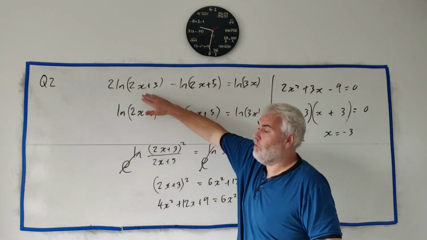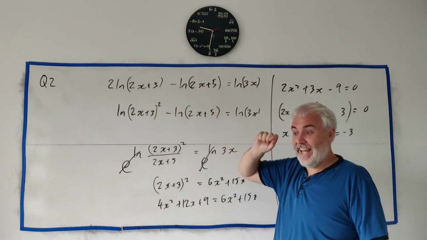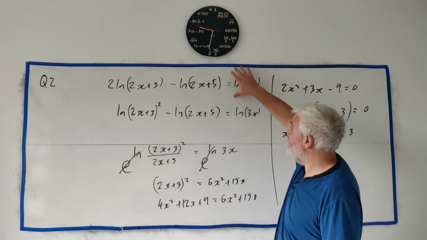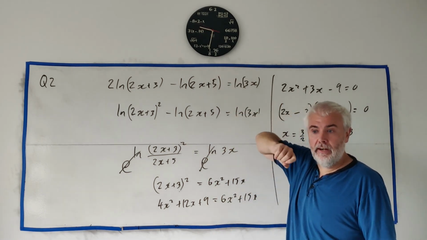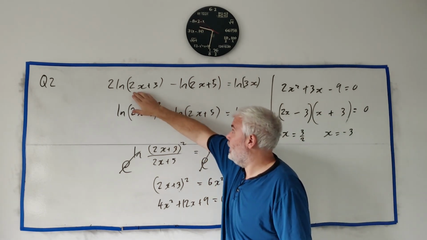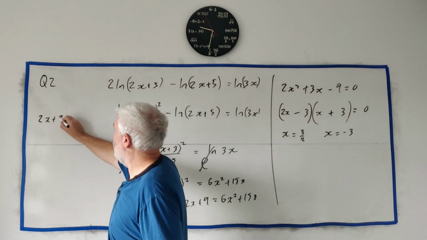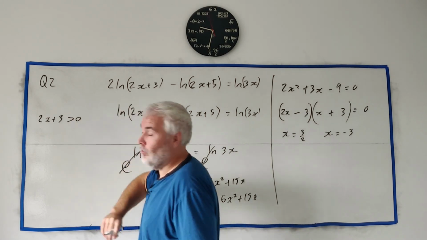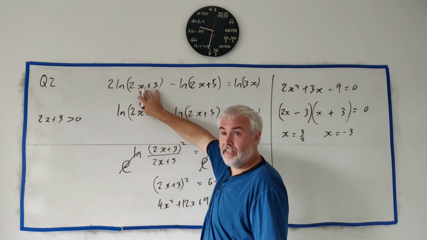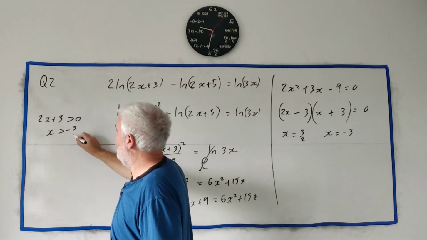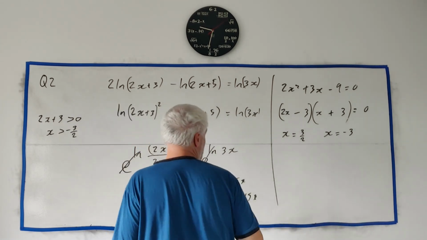The reason comes from these natural logs. Natural log cannot deal with something less than 0. So when they give you a question like this, they're basically saying that none of these are 0. So let's write them all out here. 2x plus 3, that has to be bigger than 0. They're telling you that. The fact that it's there means it has to be bigger than 0. That means x has to be bigger than minus 3 over 2.